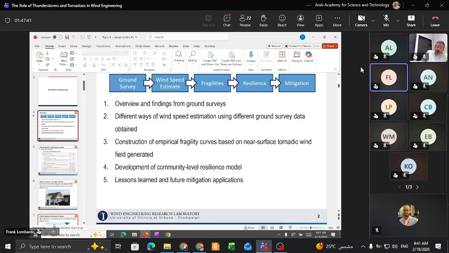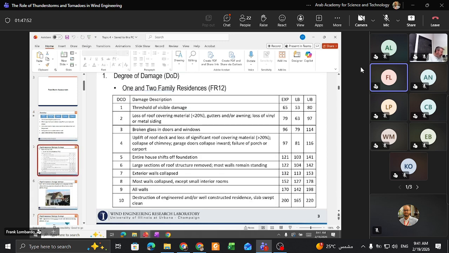If you do a ground survey, you get a wind speed estimate, and then you can relate that to the level of damage that you observe. And your damage level can be something like this, right? We talked about the EF scale. This is a damage level. You have a certain degree of damage that you go out into the field and you assess.